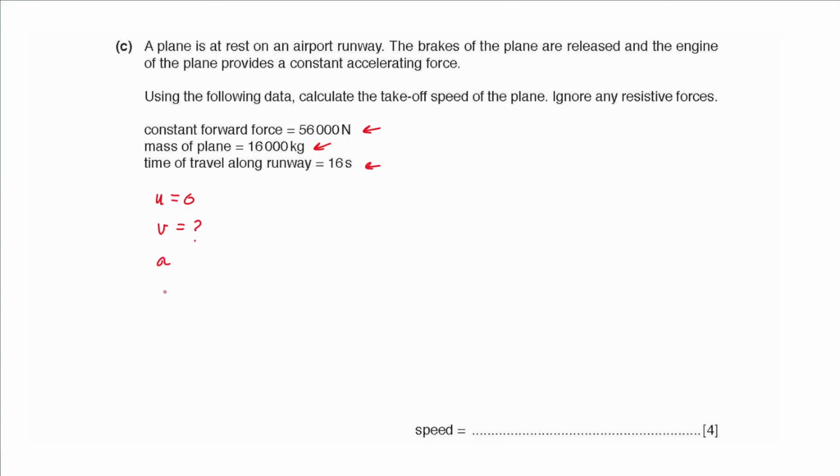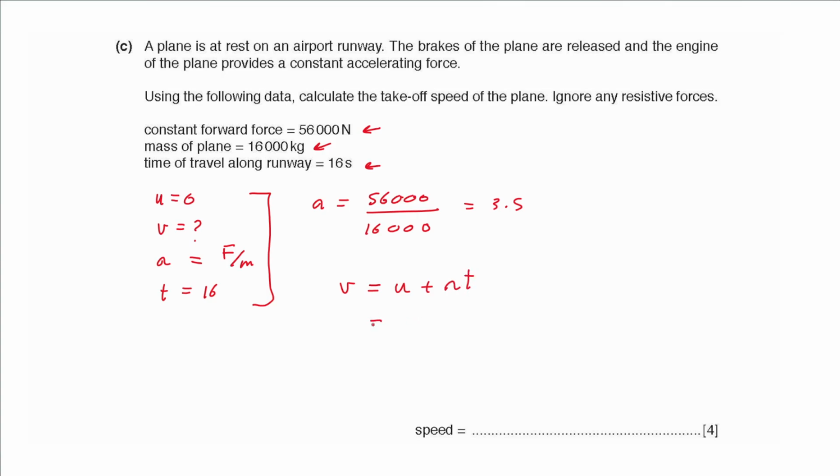We need the acceleration if we have the time to get the value of the final velocity, and acceleration can be found as force divided by mass, or resultant force over mass, and the time was given already as 16. For the acceleration, we can divide 56,000 by the mass 16,000. That gives an answer of 3.5 meters per second squared. And then using this data, we can use the equation v equals u plus at to get v, the final velocity. So 0 plus 3.5 times 16. That gives an answer of 56 meters per second.